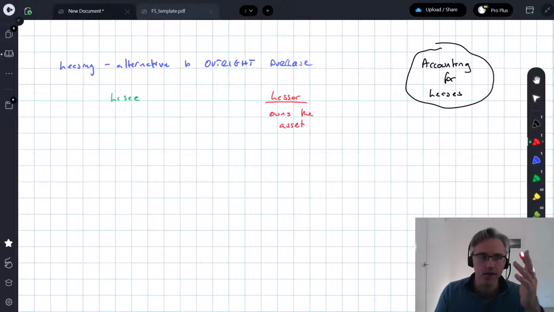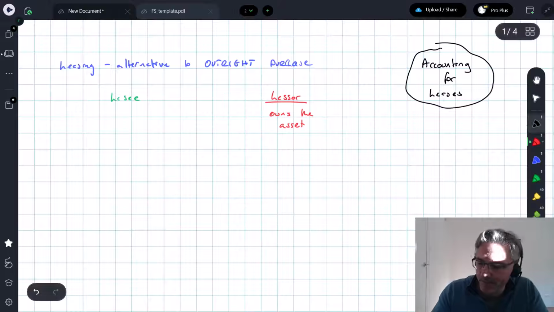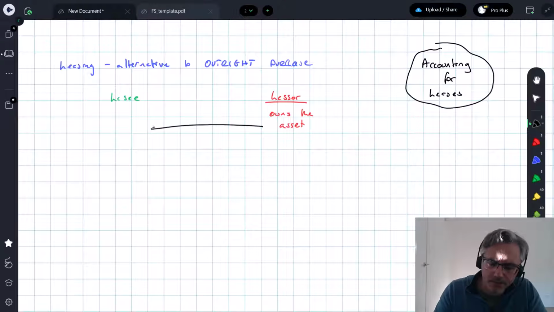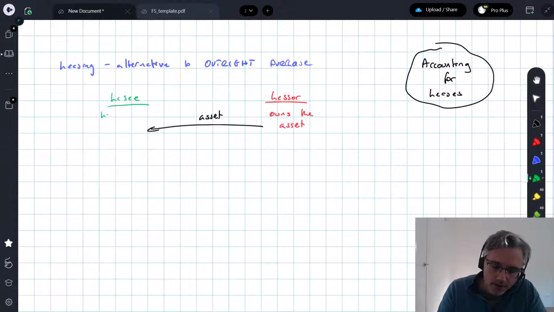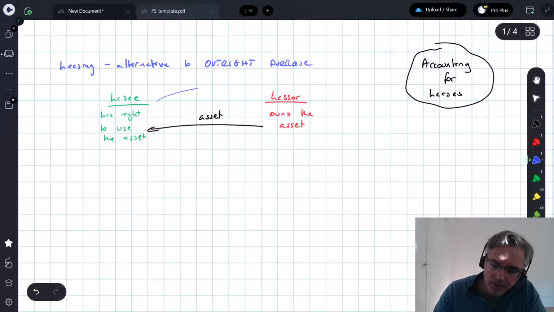Now the asset could be anything. It could be a building that is being leased. It could be a vehicle like a car or a truck, or maybe a piece of machinery. Now the whole idea is that the owner, that's the lessor, hands the asset over. They don't sell it. They hand it over to the lessee, who from now on has the right to use the asset. So they can use the asset in exchange, of course, for payments, which they need to pay to the other side. So this is not for free.